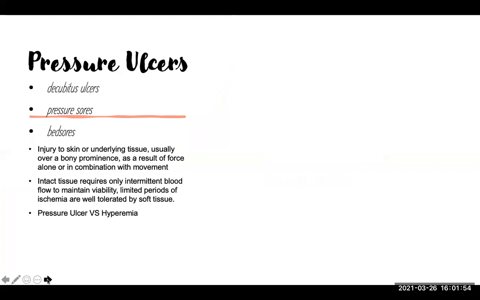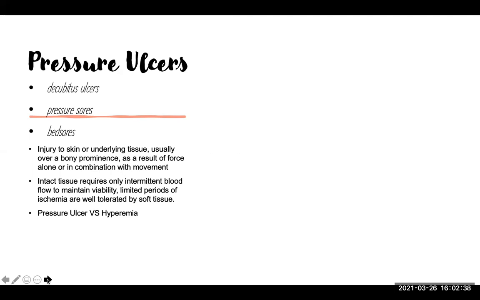So what is a pressure ulcer? Decubitus ulcer and bed sores are old terms that were used to describe pressure ulcers. Today, we are using the term pressure ulcer because it describes more clearly what the problem is and the mechanism of injury involved. Pressure, basically. A pressure ulcer is defined as injury to skin or underlying tissue, usually over a bony prominence, as a result of force alone or in combination with movement, like a shearing and friction problem.